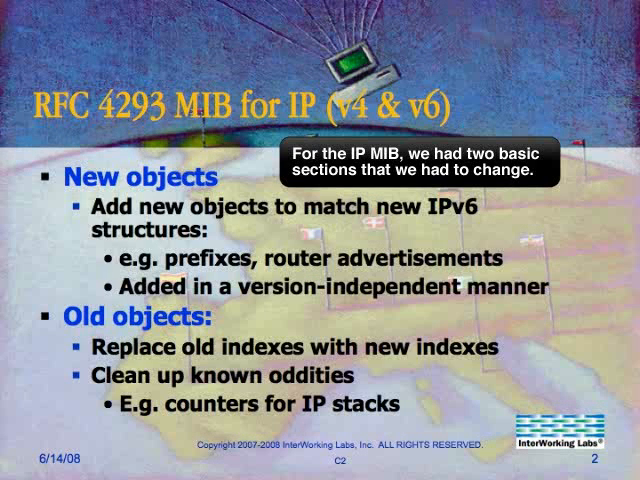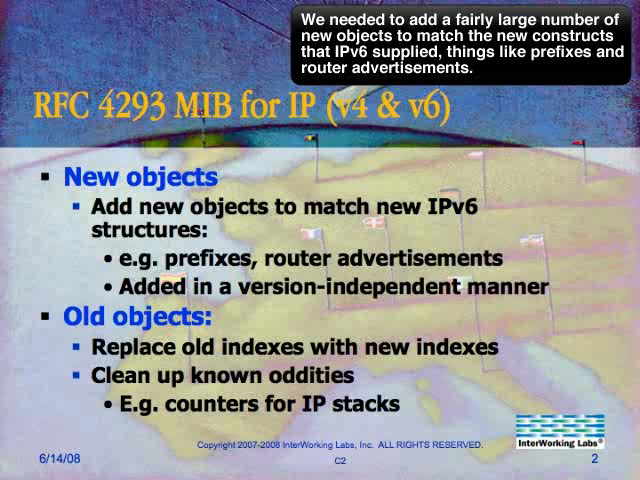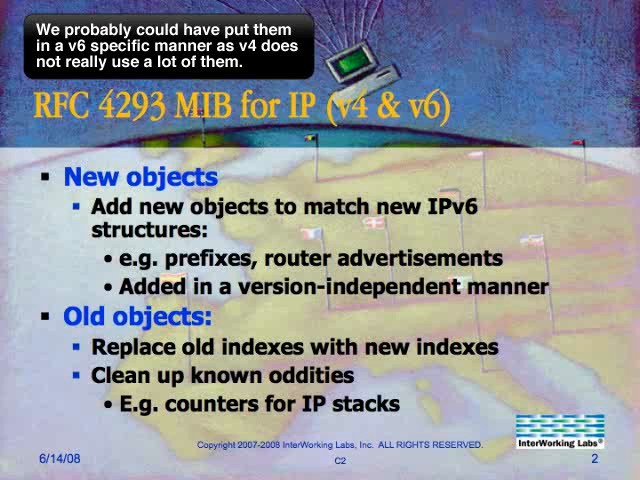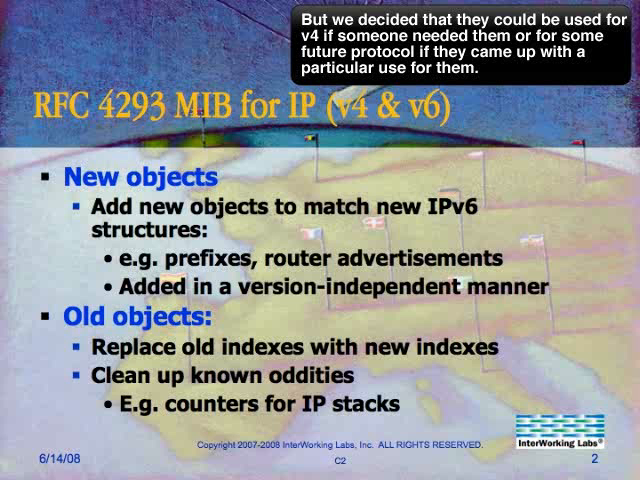For the IP MIB, we had two basic sections that we had to change. We needed to add a fairly large number of new objects to match the new constructs that IPv6 supplied, things like prefixes and router advertisements. These we decided to add in a version-independent manner. We probably could have put them in a v6 specific manner, as v4 doesn't really use a lot of them, but we decided that it would be useful that they could be used for v4 if somebody needed them, or for some future protocol if they came up with a particular use for them.